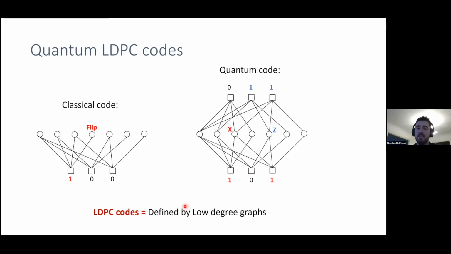And LDPC means low density parity check. So it means low density, sparse, because these codes are defined by low degree graphs. This is what the family of LDPC code is. It's a family of low degree graphs.